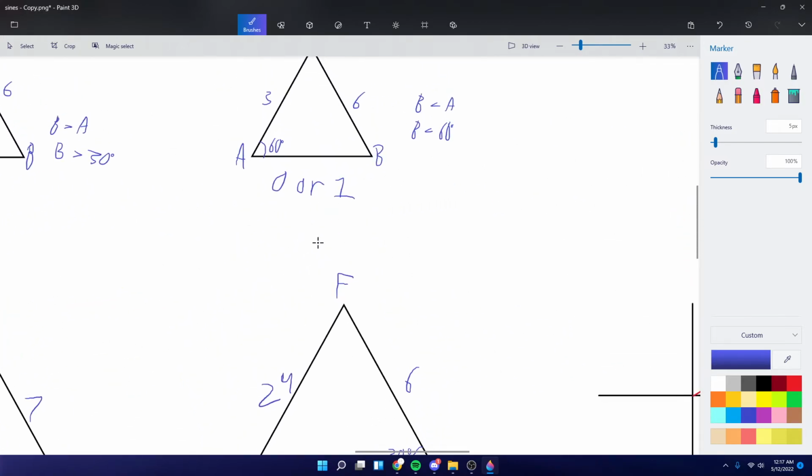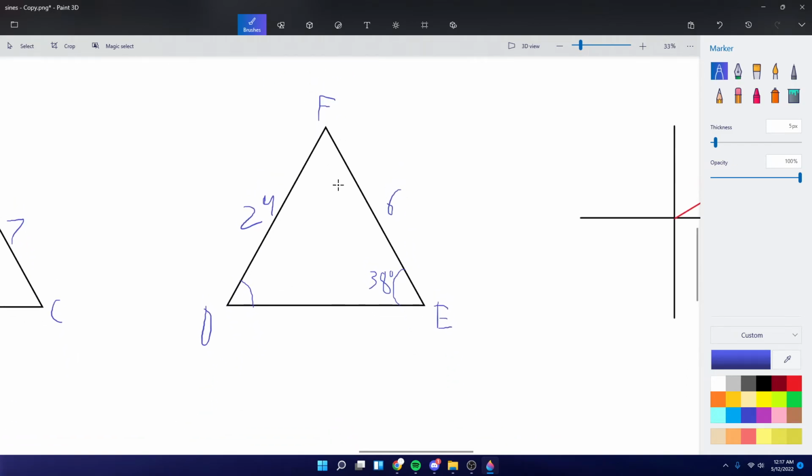Alright, so now for the next case, where the angle you're solving for is less than this angle. Let's look at this problem. 38 corresponds to 24, and this corresponds to a smaller side length of 6. We know that smaller angles correspond to smaller side lengths. That means this angle D is less than 38 degrees.